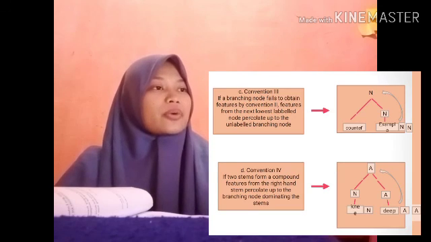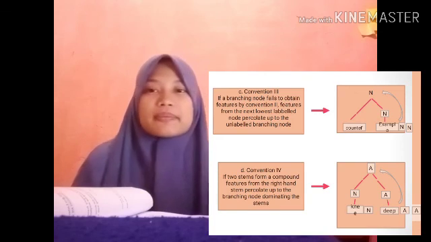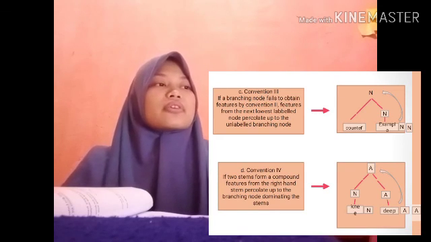In convention 4, if it is a stem from a compound, features from the right-hand stem percolate up to the branching node dominating the stem.